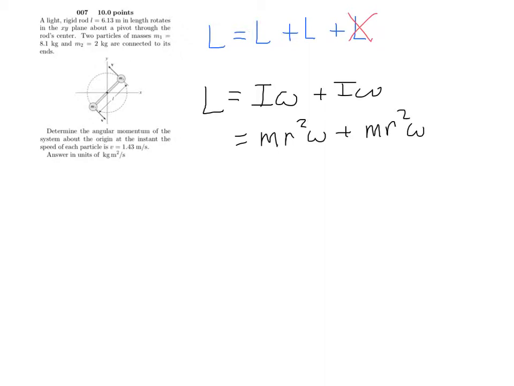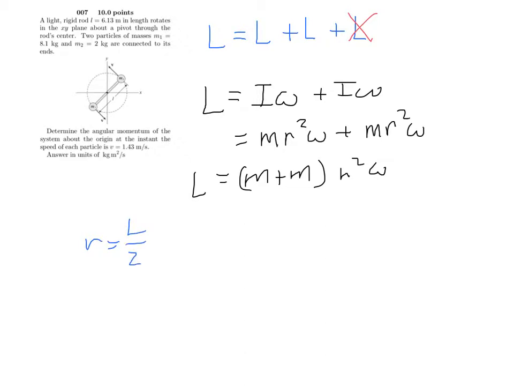Now what I notice is that the omega is going to be the same for both of these. I know that the r is going to be half of that rod, so that's going to be the same for both of these. So it's just the masses that I have to deal with. So it turns out that my angular momentum total is going to be the sum of the masses times r squared omega. So if I add the masses together, I have r squared times omega. Now what is r? In my case, my radius is going to be half the length, in your case too. So the radius is going to be half the length.